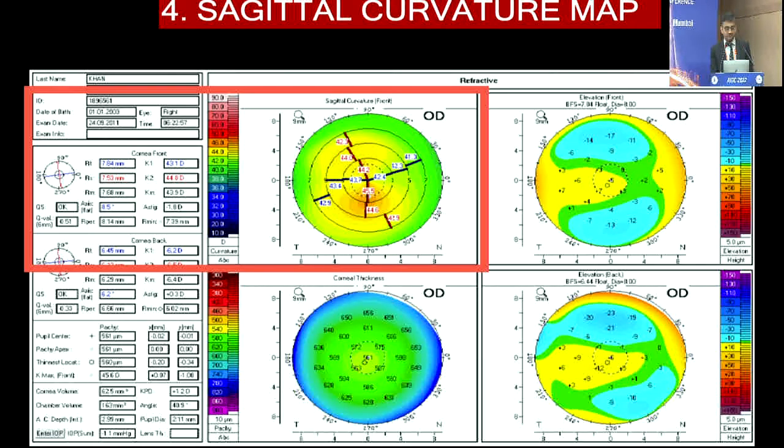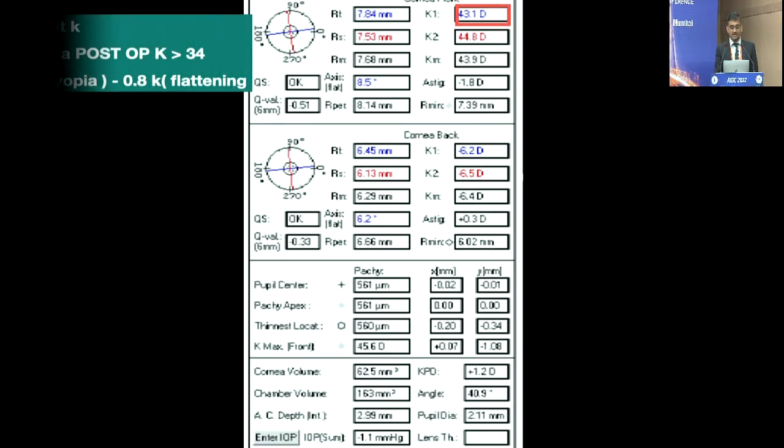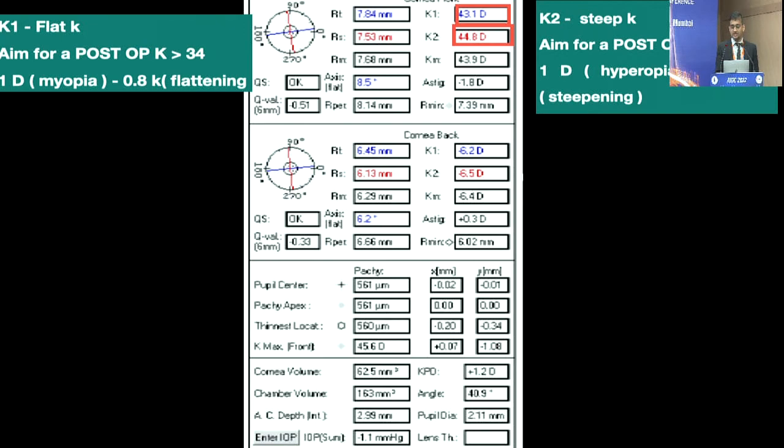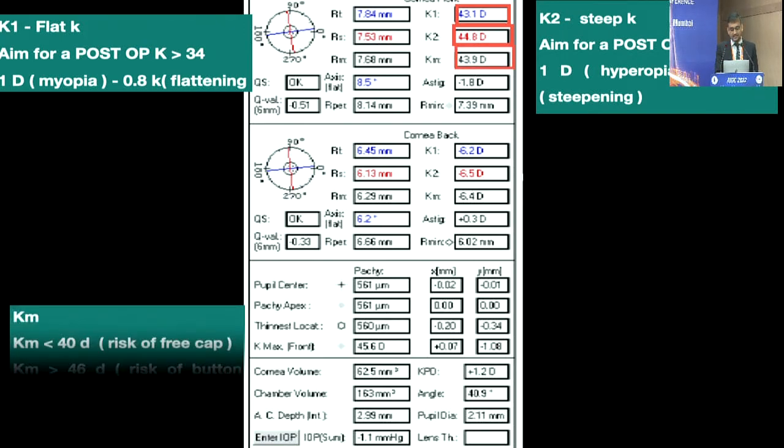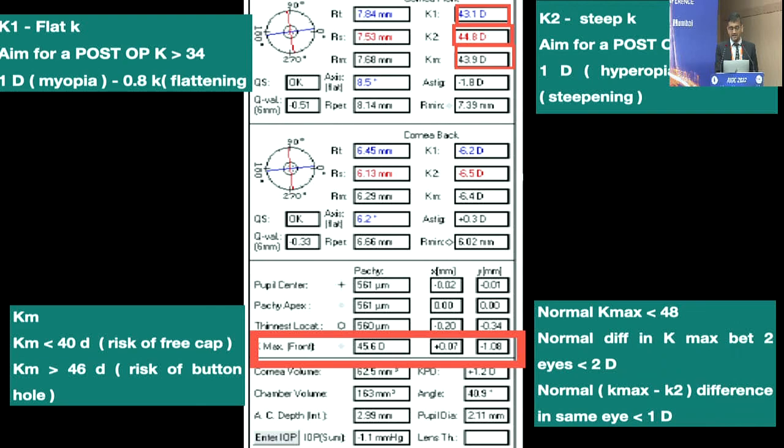I think we all are aware of sagittal curvature, but what parameters we need to look at are these. So you have the flat K, because you want to know the flat K as to how much we can do the correction. So every 1 diopter of myopia, you are basically inducing a 0.8 K flattening. We don't want to go below 34. K2 will give you steep K, so basically you don't want to go beyond 49, 50. Then you have mean K, because anything below 40 will have a risk of free cap, more than 46 will have a risk of buttonhole. And K max, anything beyond 48 is a red flag.